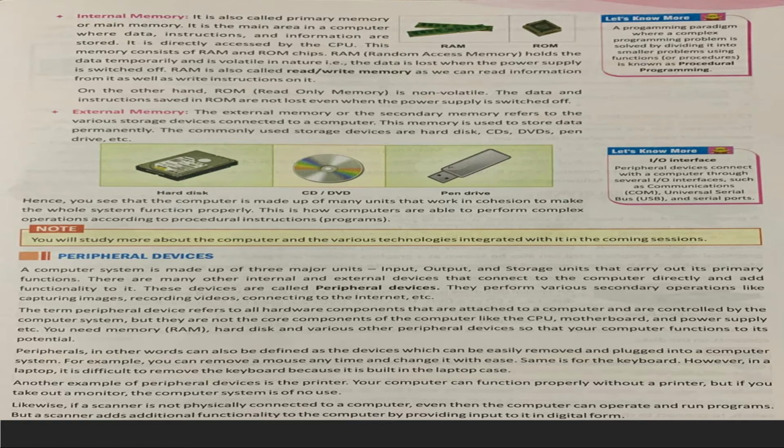If a scanner is not physically connected to a computer, even then the computer can operate and run programs. So that's why sometimes the peripheral devices are not that important. The basic devices are very, very important. But a scanner adds additional functionality to the computer by providing input to it in digital form. But without a scanner, the computer can work.